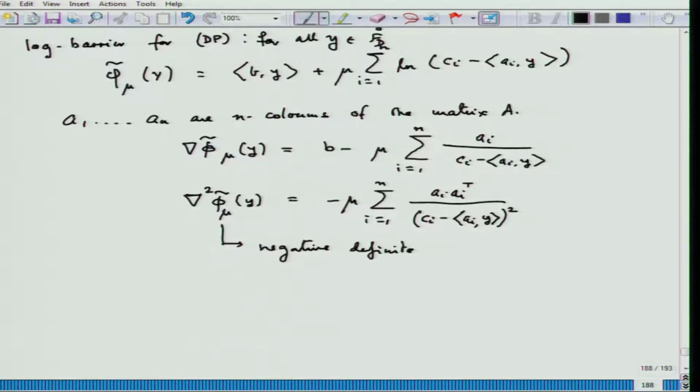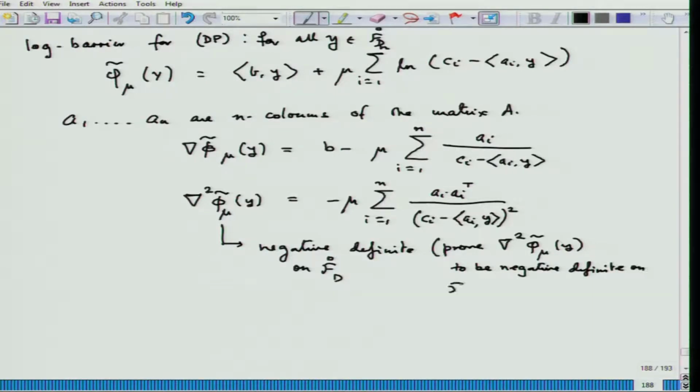tells us that, using the rank assumption that the rank of A is m, you can actually prove that this matrix is negative definite. So, prove this in the homework: prove that grad square phi tilde mu y is negative definite on F naught D. So, this is okay. These are some facts which let us keep.